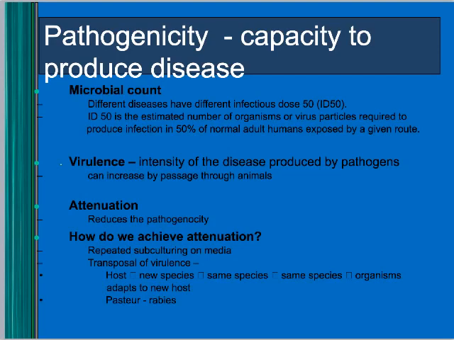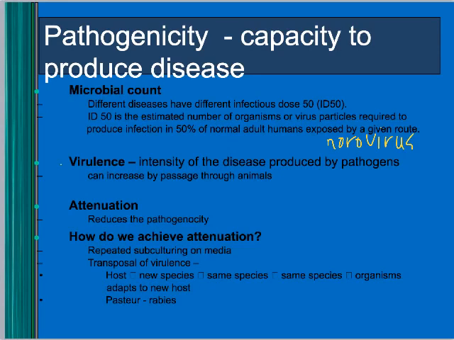Different diseases have different infectious doses, and they call it ID50. ID50 is the estimated number of organisms or virus particles that's required to produce infection in 50% of the normal adult humans that are exposed to it. Some things have a really low ID50. Norovirus, which causes diarrhea, has a really low ID50, maybe 10 virus particles.